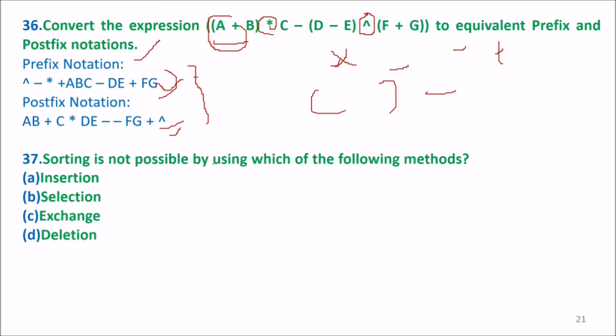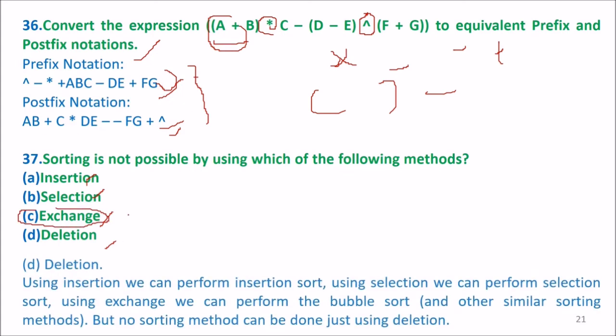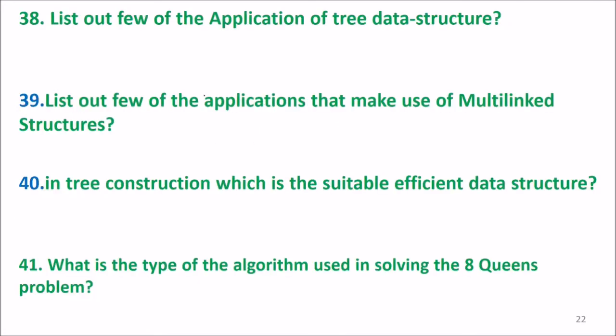Sorting is not possible by using which of the following methods? Insertion, selection, exchange, or deletion. Is it exchange? The answer is deletion actually. Using insertion, we can perform insertion sort. Using selection, we can perform selection sort. Using exchange, you can perform bubble sort or various similar sorting methods. But there is no sorting method that can be done just by deleting the elements.